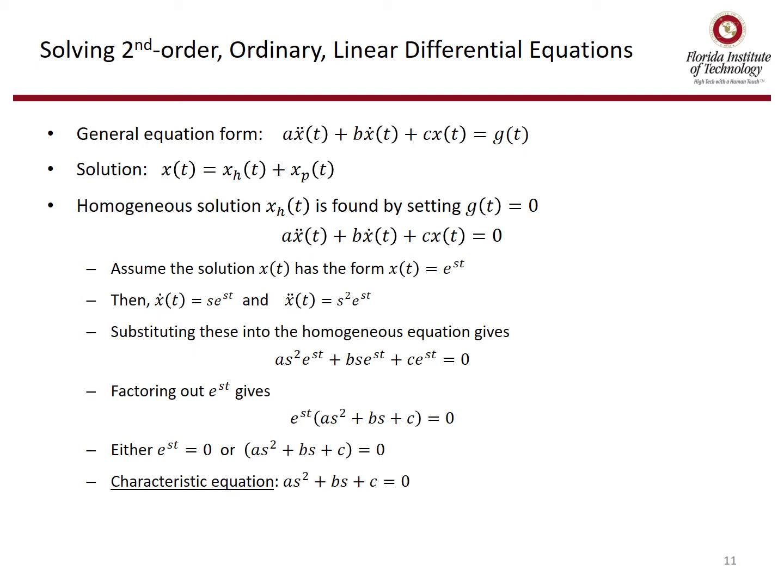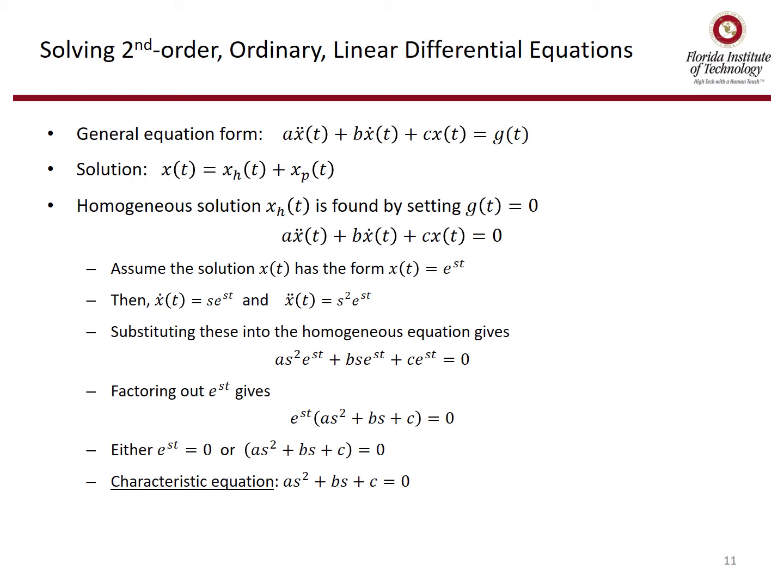We then assume that the solution x of t has the form x equals e to the st, where s is a constant. If we assume that and take one derivative, we get s e to the st. If we take two derivatives, we get s squared e to the st. We'll then substitute those derivatives back into the original equation with the right-hand side equal to 0, and we get a s squared e to the st plus b s e to the st plus c e to the st, equals 0 on the right-hand side.